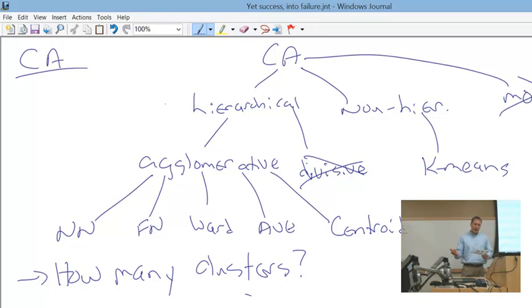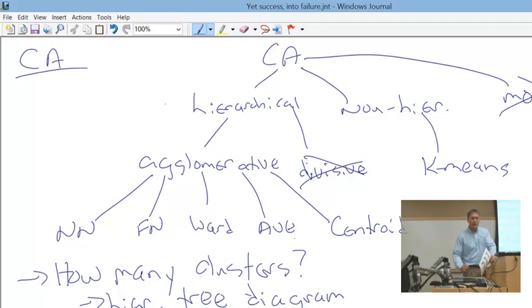When choosing how many clusters, when we did agglomerative, we had the hierarchical tree diagram. And that was the primary tool that we used. Make sure you understand how to use a hierarchical tree diagram to make a judgment of where to cut the tree, let's say, and choose a particular number of clusters.